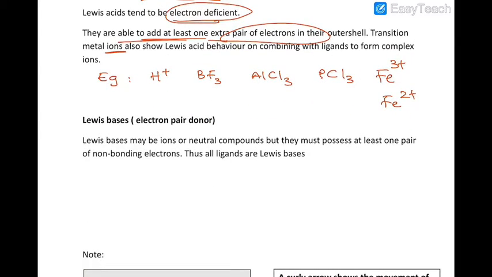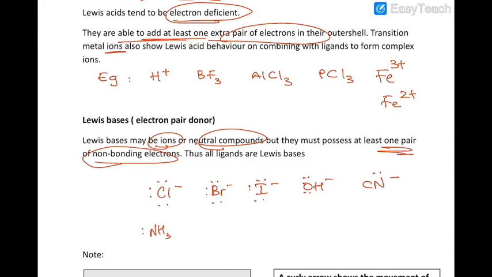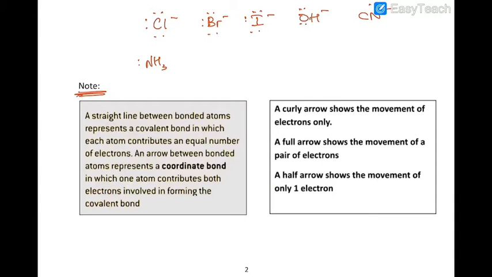Lewis bases can be ions or neutral compounds, but they should have at least one pair of non-bonding electrons, so one lone pair. Examples are Cl minus, Br minus, I minus, OH minus and NH3, and these are all ligands. Because they have at least one lone pair, all ligands are Lewis bases.